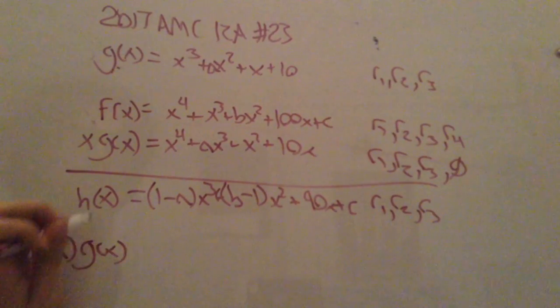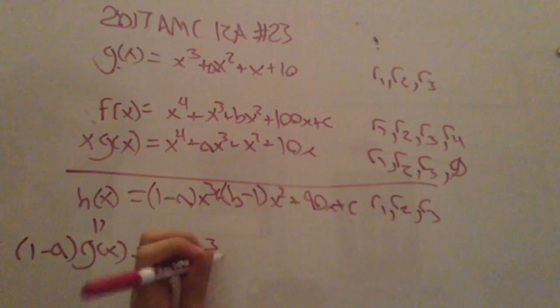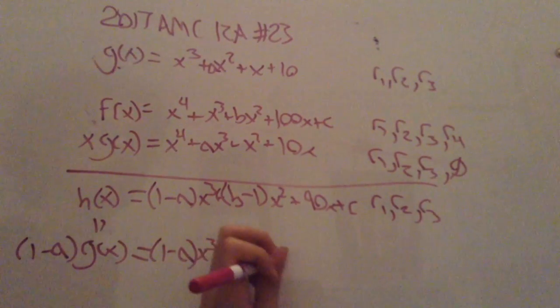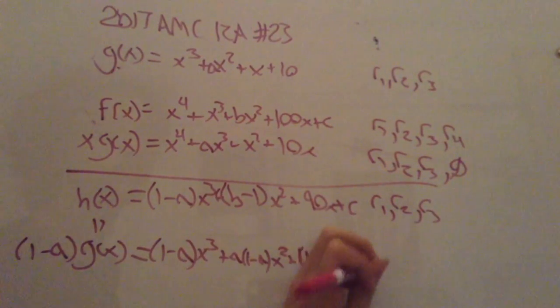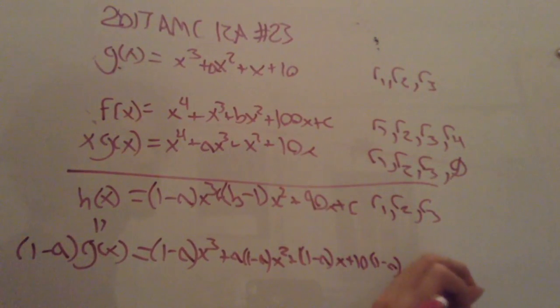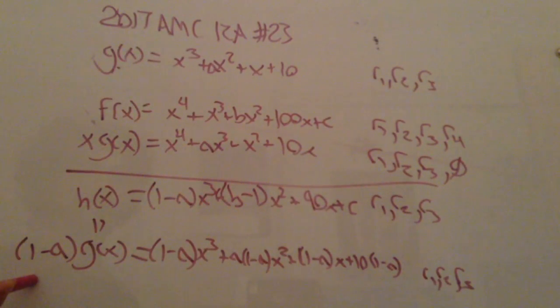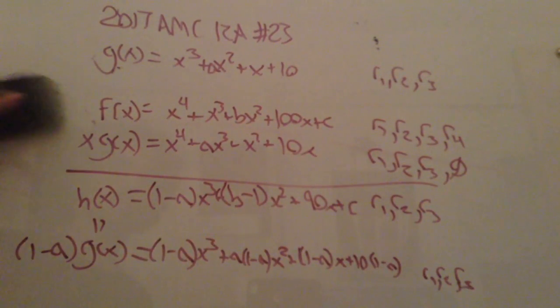But if we fix that by multiplying g of x by 1 minus a, now we have two polynomials. This one is 1 minus a x cubed plus a times 1 minus a x squared plus 1 minus a x plus 10 times 1 minus a, and it has the roots r1, r2, r3. We didn't change any of the roots, we didn't add any, we didn't subtract any, we just multiplied by a constant, which means these two have to be equal. So if these are equal, then every single one of their coefficients is equal.